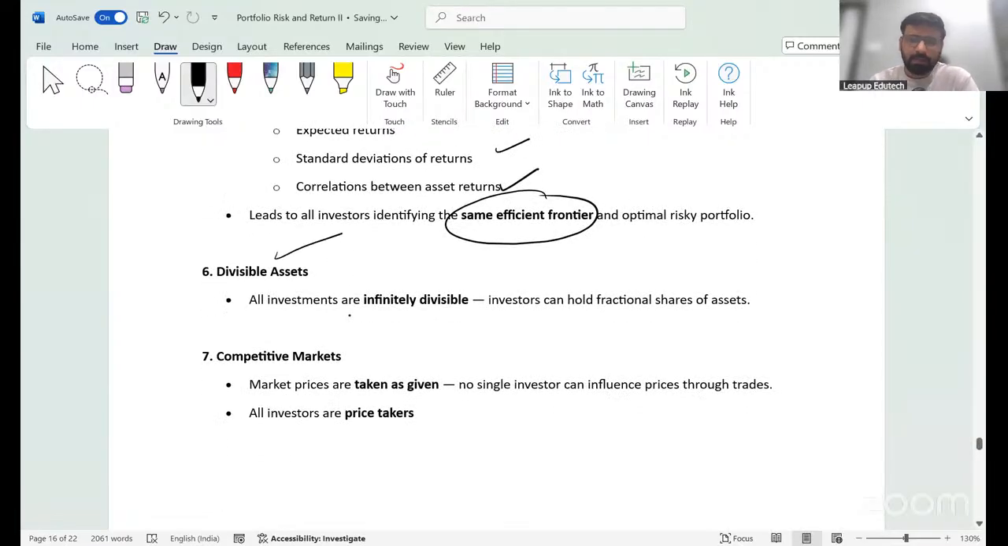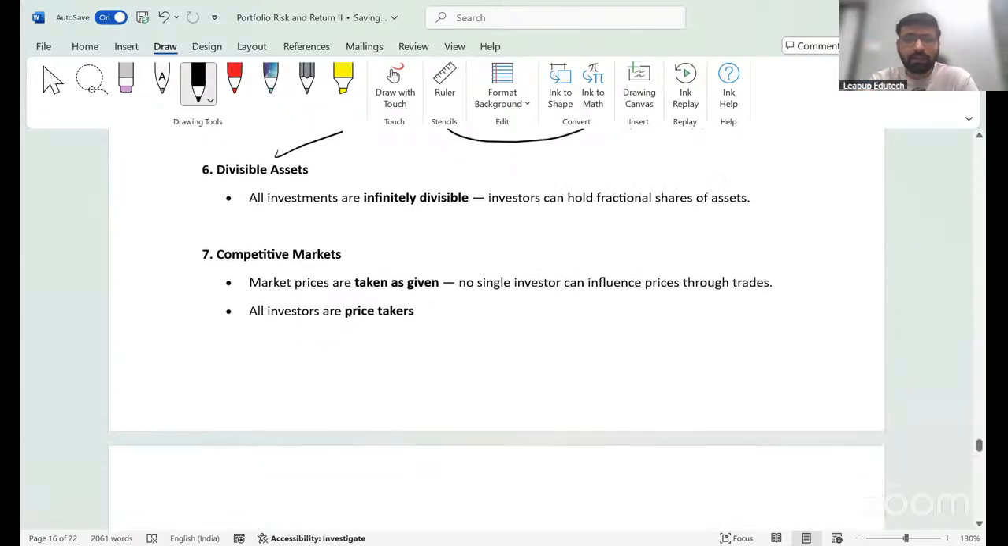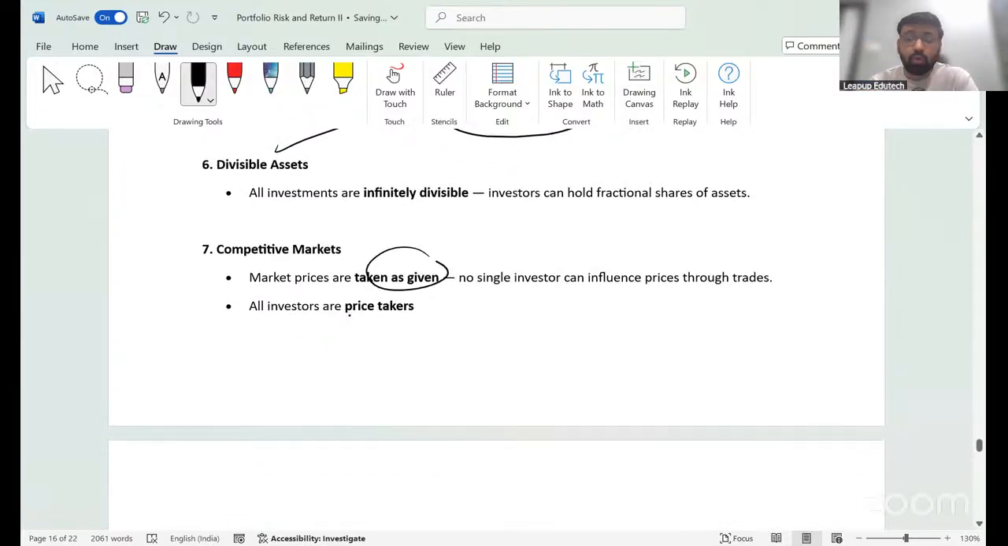Divisible assets. That means all assets are infinitely divisible. If I have to buy 1.75 shares, I can buy 1.75 shares. If I have to buy 2.22 shares, I can buy 2.22 shares. If I have to buy 33% of the land, I can. And the markets are competitive. That means prices are taken as given. No single investor can influence the prices. Basically, you're a price taker and not a price maker, right?